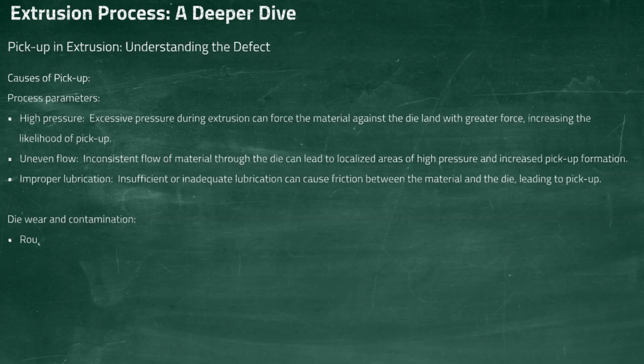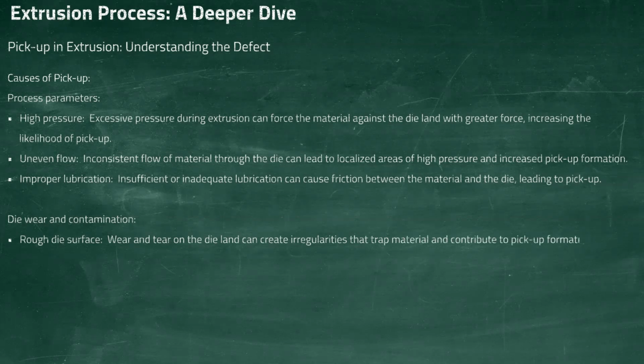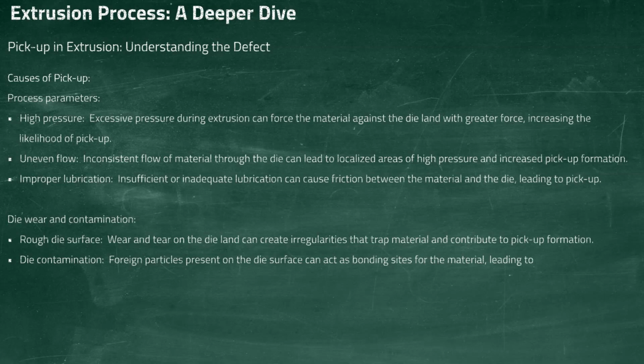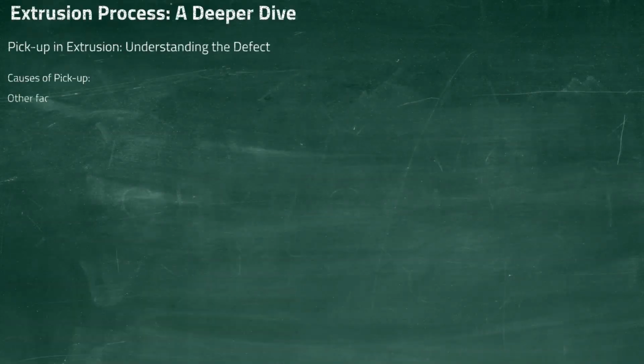Die wear and contamination. Rough die surface. Wear and tear on the die land can create irregularities that trap material and contribute to pickup formation. Die contamination. Foreign particles present on the die surface can act as bonding sites for the material, leading to pickup.